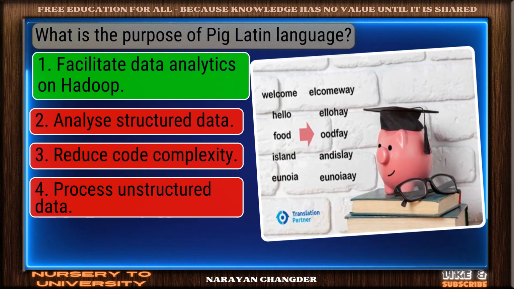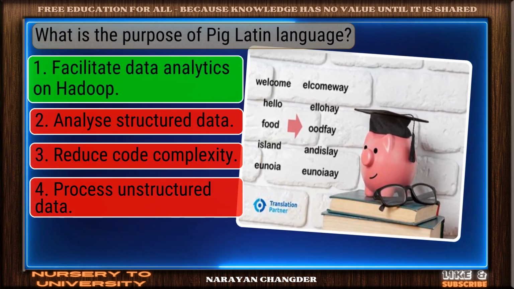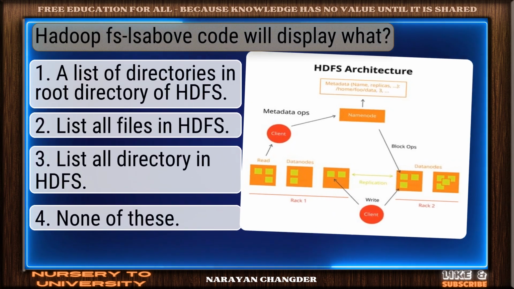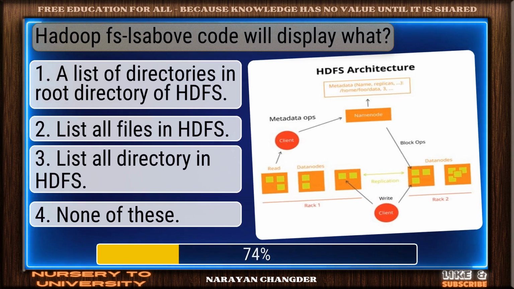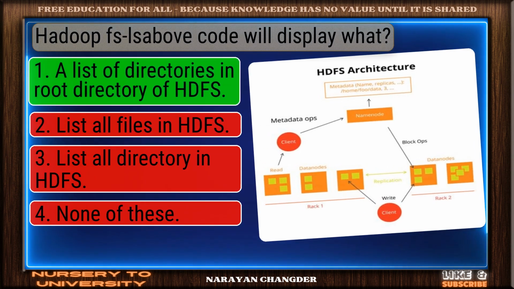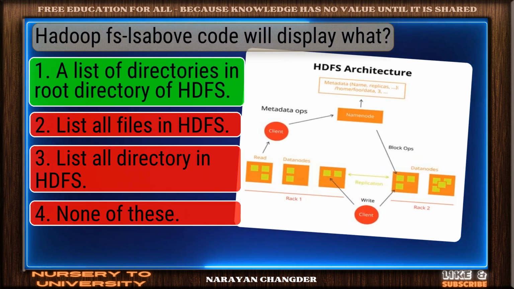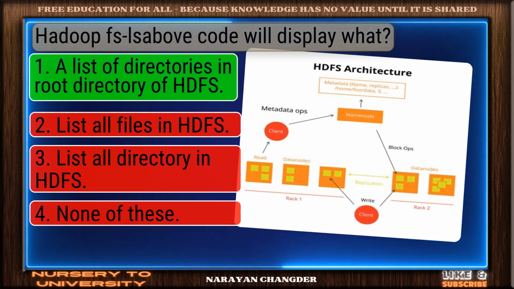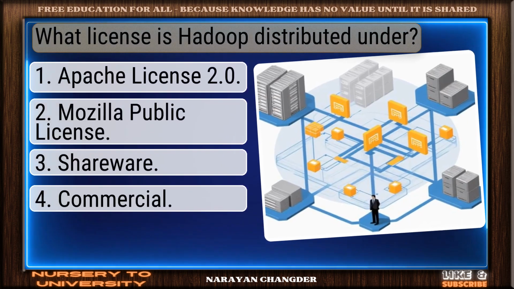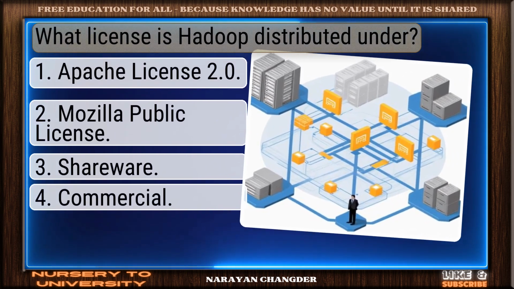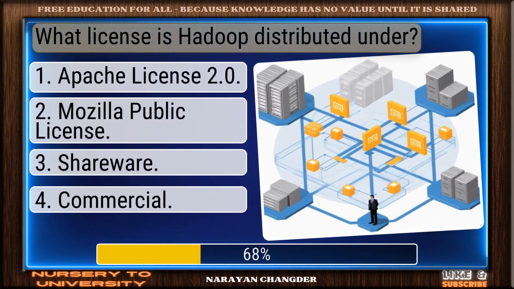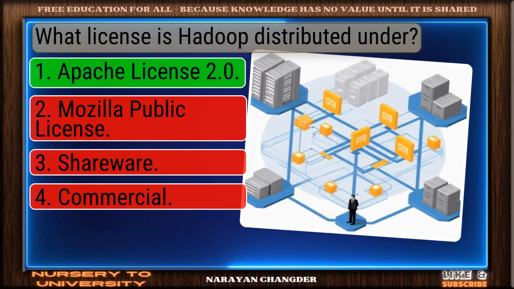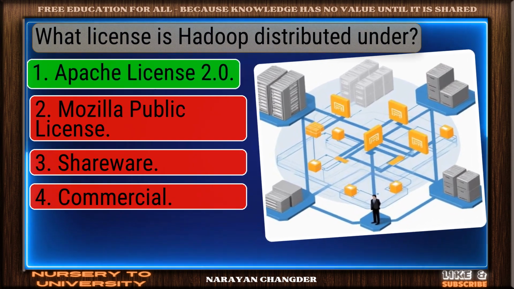Good thinking. Facilitate data analytics on Hadoop is the right answer. Question number 39. Hadoop slots above code would display what? Solid response. A list of directories in root directory of HDFS is a valid choice. Question number 40. What license is Hadoop distributed under? Excellent choice. Apache License 2.0 is the right answer.